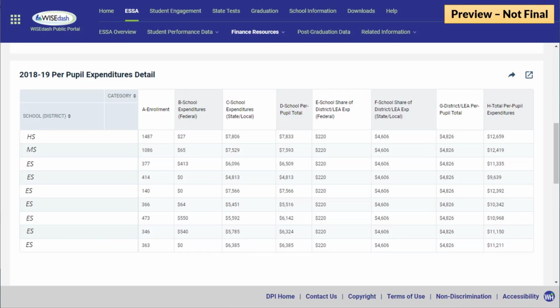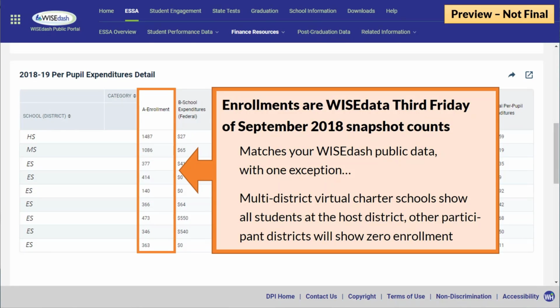But just to give you an idea of what it looks like, there's going to be a data table built in that Interstate Financial Reporting Framework. The first piece of that is the enrollments. These are from your WISE data, third Friday of September 2018 snapshot. So this is not your membership pupil count used for school finance that your business office and enrollment folks have been working on so diligently over the past couple of weeks. Those are counts that are created for finance purposes and based on where a kid lives. But these are enrollments, kids that you're actually educating in your schools that are reported directly from your SIS to WISE data.